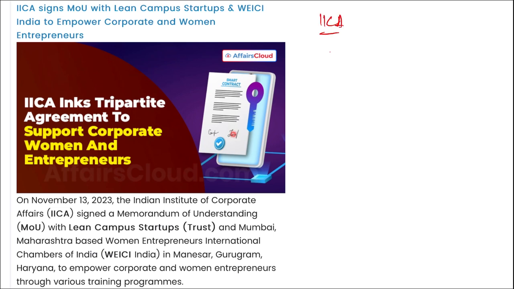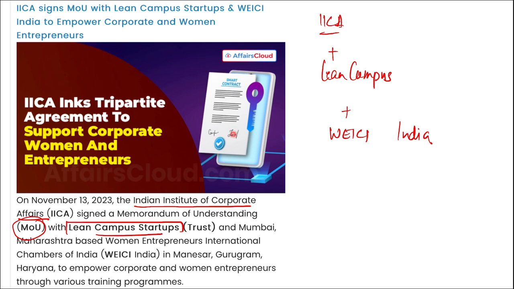They have signed a memorandum of understanding with Lean Campus. I repeat, IICA recently signed an MOU with Lean Campus Startups and WEICI India to empower corporate and women entrepreneurs. So first of all, remember what is this IICA? It is Indian Institute of Corporate Affairs. They signed this MOU with Lean Campus Startups, which is a trust, and Mumbai, Maharashtra based WEICI, that is Women Entrepreneurs International Chambers of India. So remember, these three organizations came together and they will be working to empower corporate and women entrepreneurs.